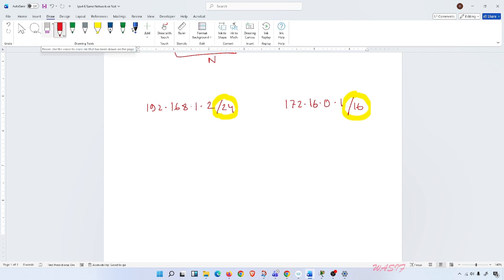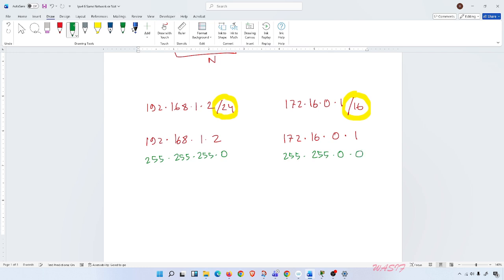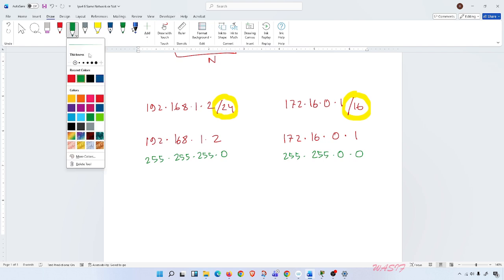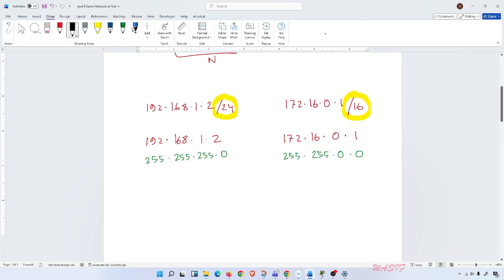So convert the CIDRs into subnet mask. 192.168.1.2, 172.16.0.1. So if you convert 24, it is 255.255.255.0. Convert 16, 255.255.0.0. Now this is your network portion. This is the network portion.